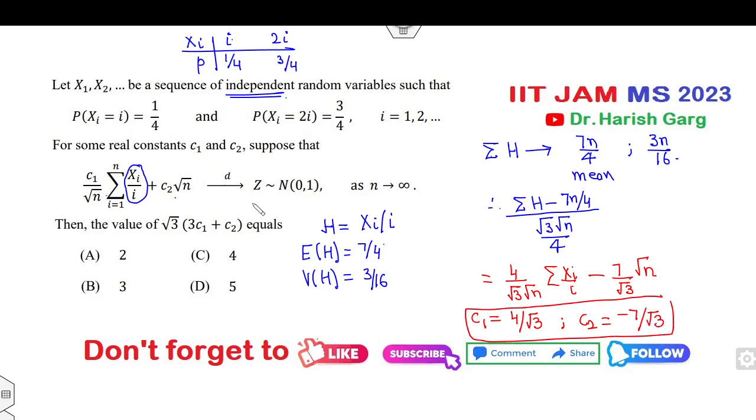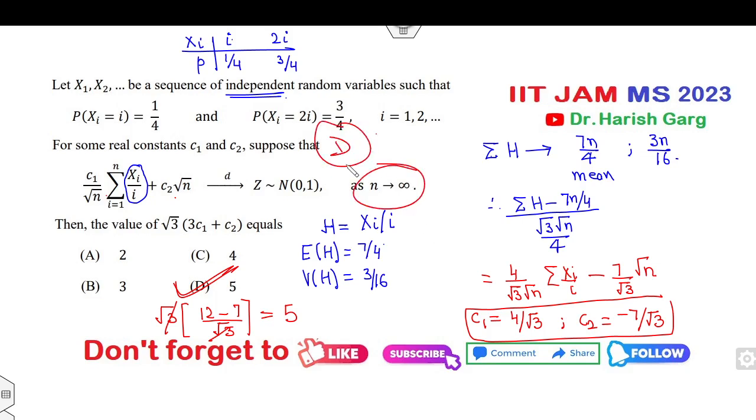Fine. Now that's over. You can substitute this value. Answer is root 3 times C1, 12 minus 7 over root 3. Root 3 will be cancelled. 12 minus 7, 5 is the correct answer of this problem.